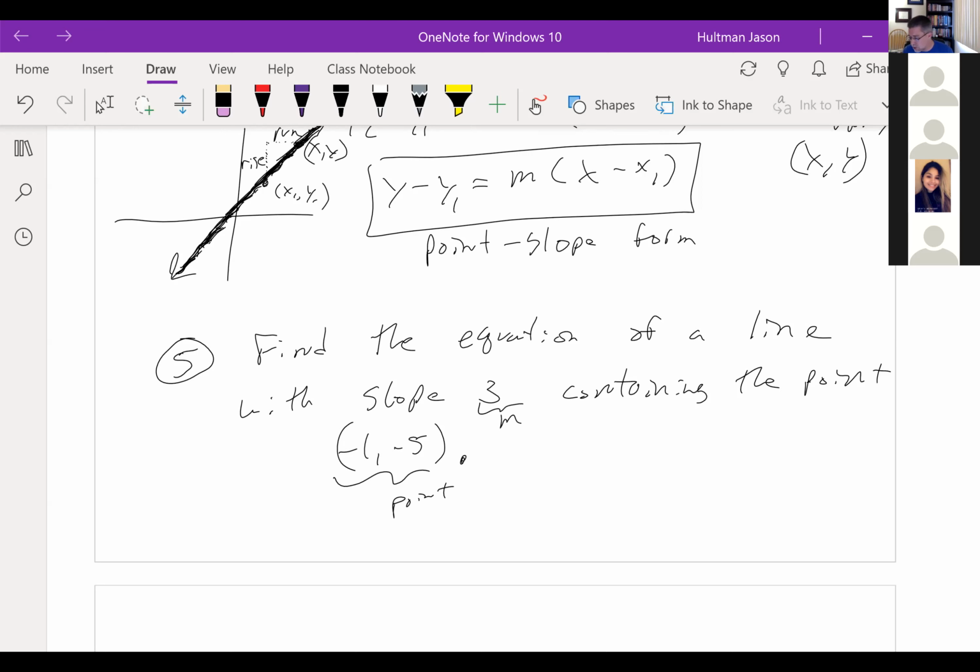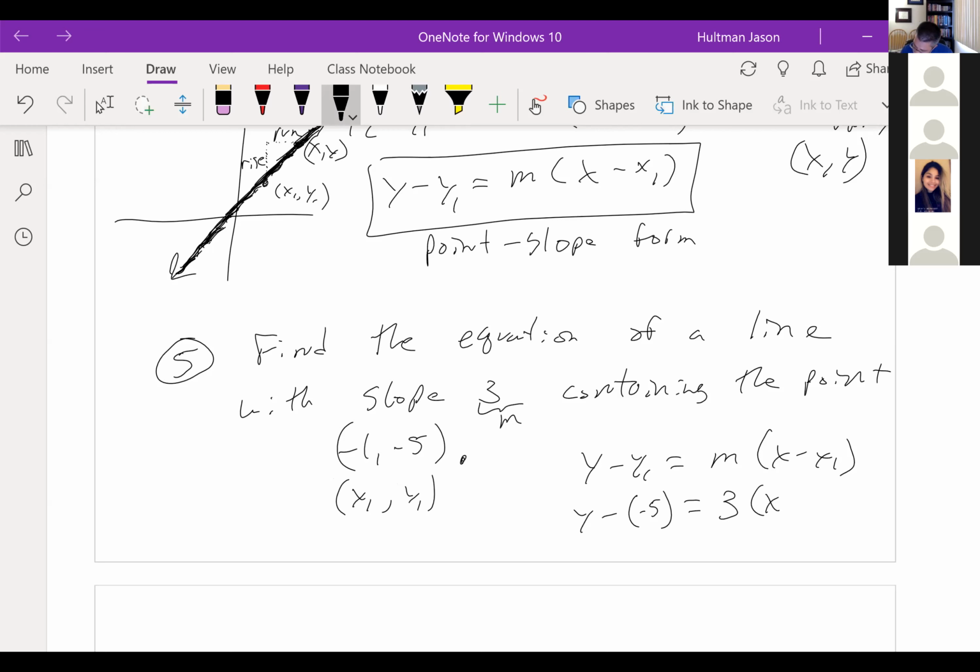Very original name. It is called exactly what it is. So we're given a point and we're given the slope. So we're going to say that y minus y1 equals m times x minus x1. So y minus y1, in this case, is -5. That's my y value of my point. This point is x1, y1. So this is y minus -5 equals 3 times x minus -1.